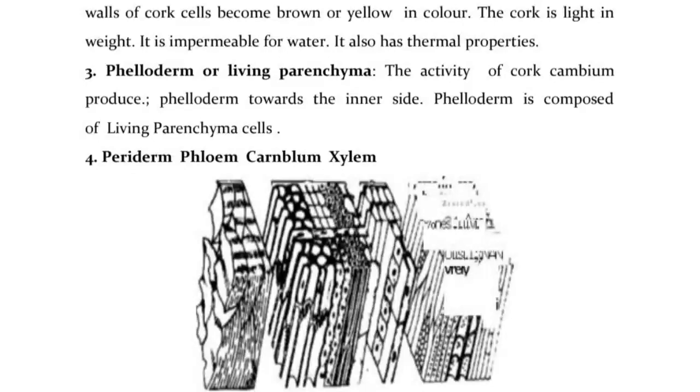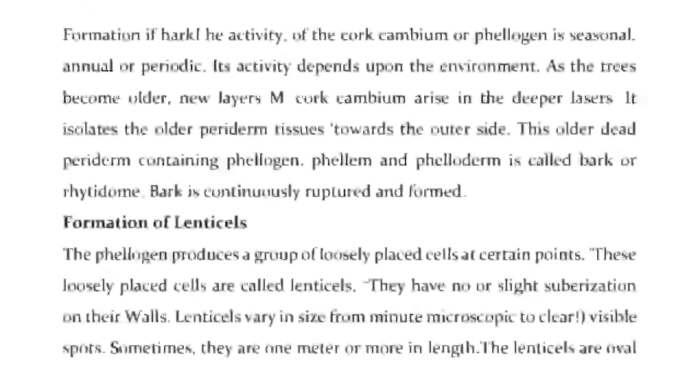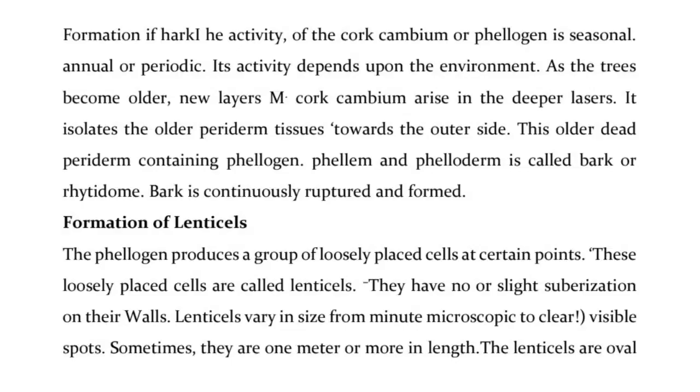Point 4. Periderm formation. The activity of the cork cambium or phellogen is seasonal, annual or periodic. Its activity depends upon the environment. As the trees become older, new layers of cork cambium arise in the deeper layers. It isolates the older periderm tissues towards the outer side. This older dead periderm containing phellogen, phellem and phelloderm is called bark or rhytidome. Bark is continuously ruptured and formed.